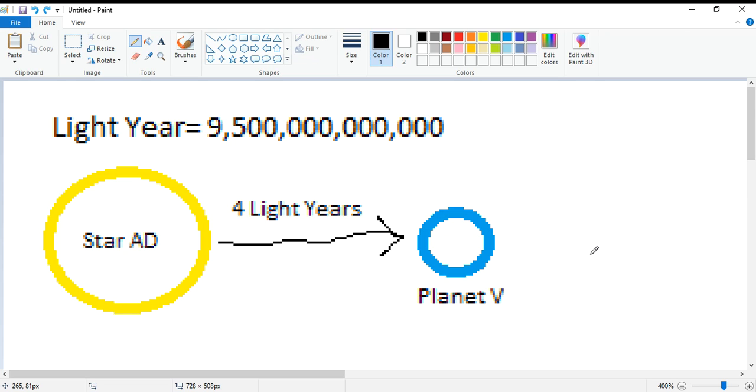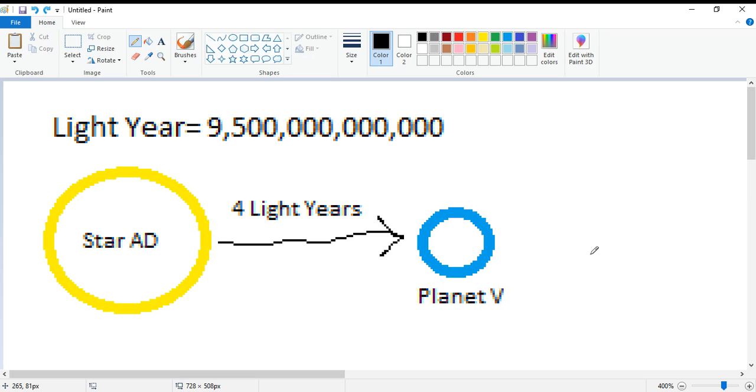Now, as shown with the words at the top, a light year is 9,500,000,000,000 kilometers, and star AD is 4 light years away from planet V. To find how far away they are, you just have to multiply the number above with 4.